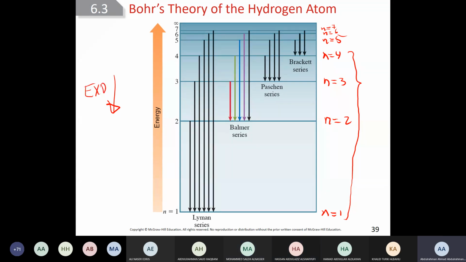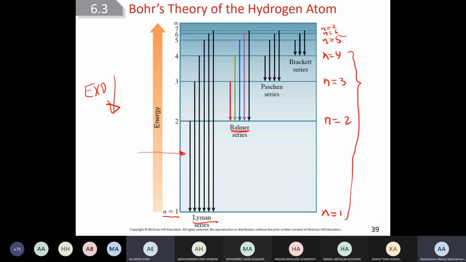Exo, all of it is exo. Lyman calculated the energy to go to n equal to 1: from 2 to 1, from 3 to 1, from 4 to 1, from 5 to 1, 6 to 1, 7 to 1. He calculated the amount of energy exactly for all these transitions. And then Balmer, what did he do? The transition from where?